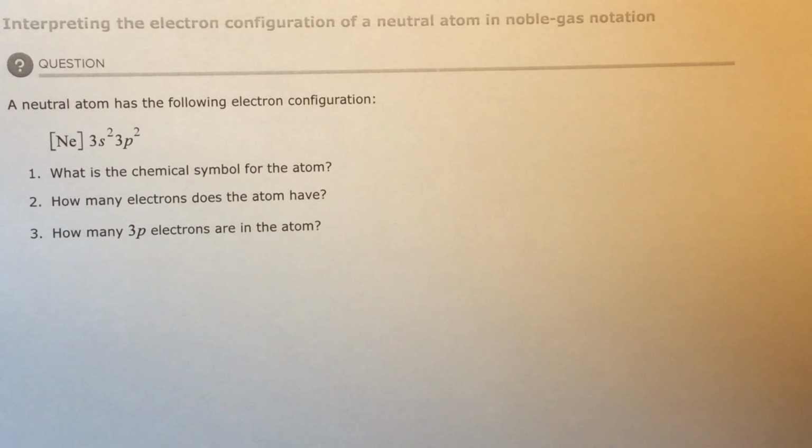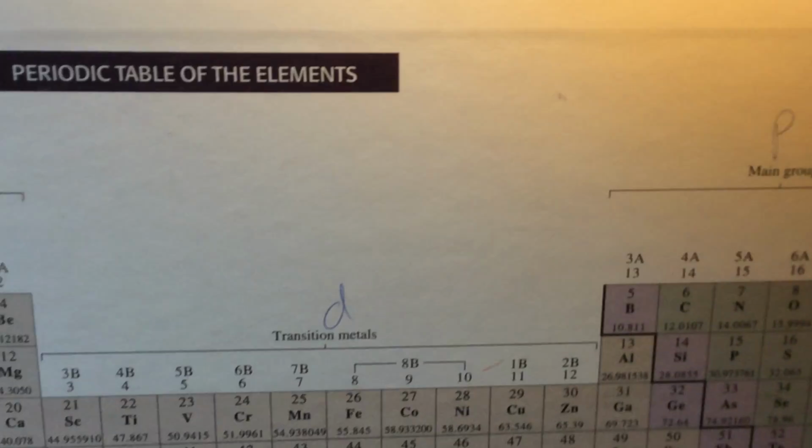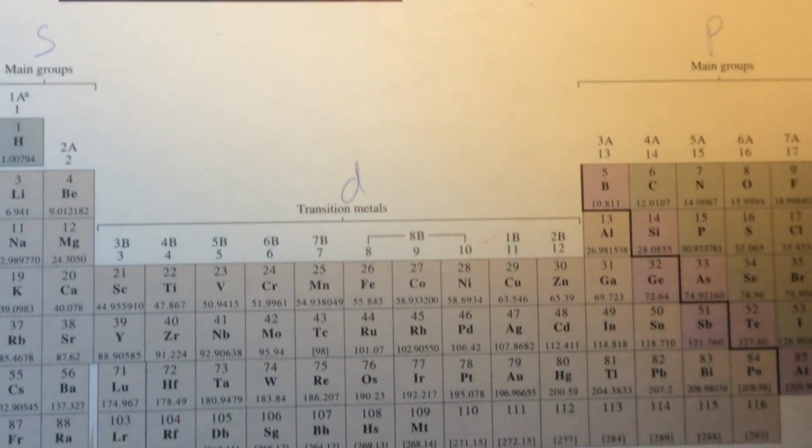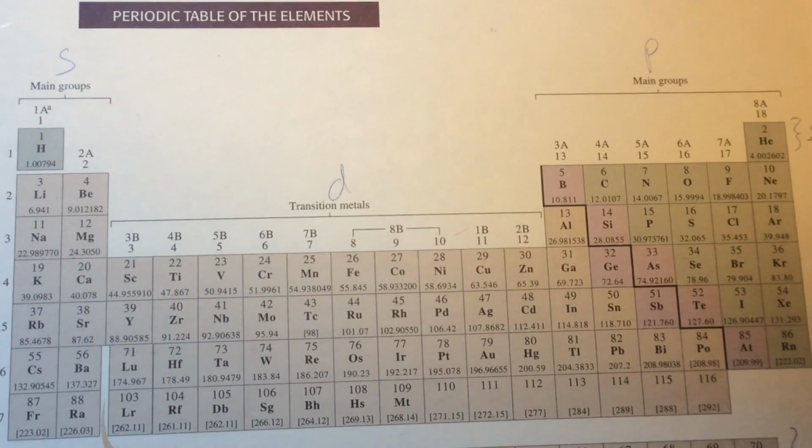Welcome back. This is an Aleks training video on interpreting the electron configuration of a neutral atom in noble gas notation. Noble gas notation, you like this because this is a shortcut. This is not a long cut. Noble gas configuration means you do not have to write dozens and dozens of letters as something gets bigger and bigger. So let me show you this again.